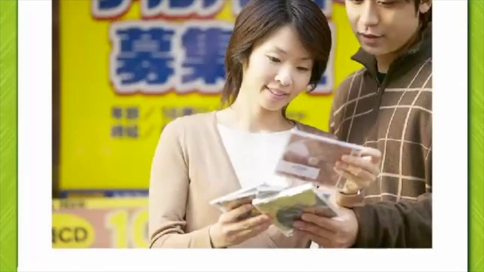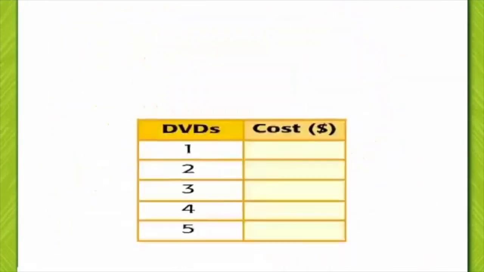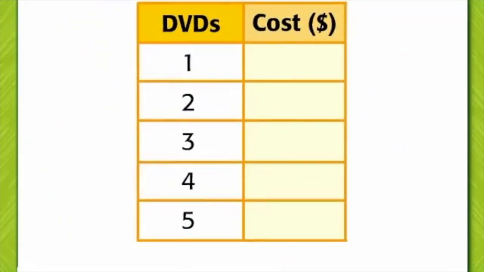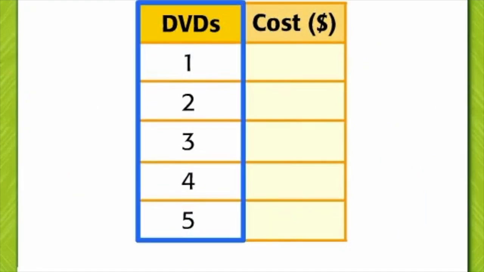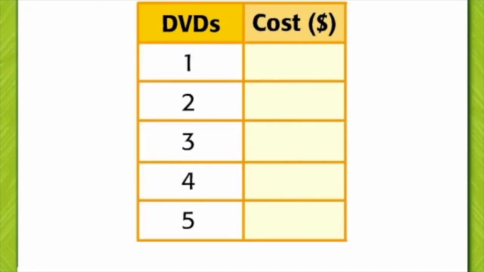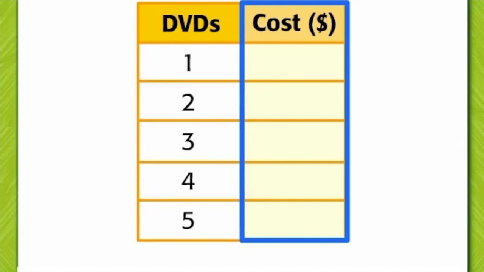Functions. Dina and Peter can buy DVDs for $15 each. They can make a function table to represent this situation. They start the table with a column to list the number of DVDs that are purchased. These will be the input values. They add a second column to list the total cost. These will be the output values.